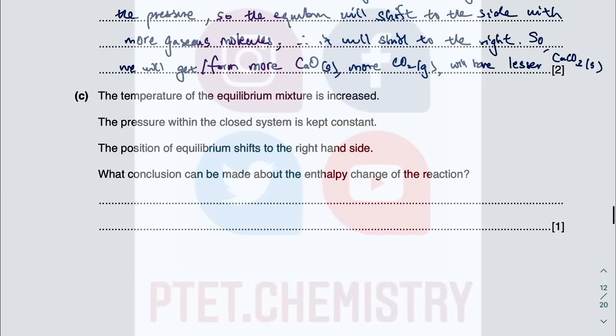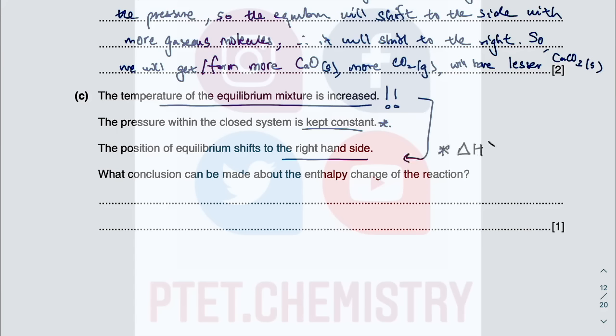Okay, so now when you keep the pressure constant, so you're no longer changing pressure, but you increase the temperature. When you increase temperature, the equilibrium shifts to the right hand side. Okay, so that is very typical. When you increase temperature, the equilibrium shifts to the right hand side. That is typical for an endothermic reaction. So what does it mean? Well, that's what the conclusion is.